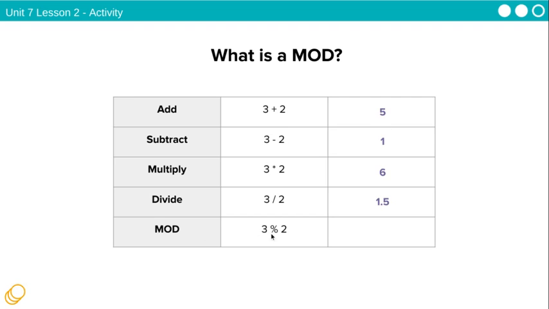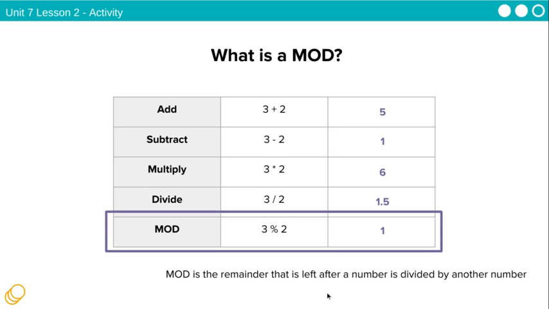Now, if we were to do 3 mod 2, which is how this is read, we have something left over. 3 is not divided by 2 equally. There's something left over, so there's 1. So it would be 3 mod 2, 1. Mod is the remainder that is left over.